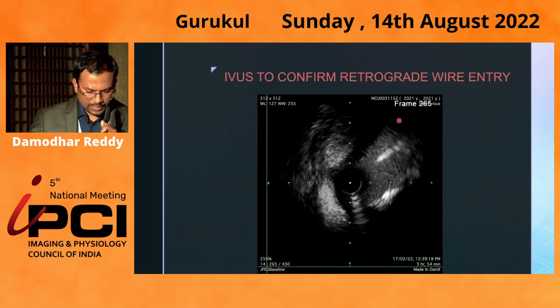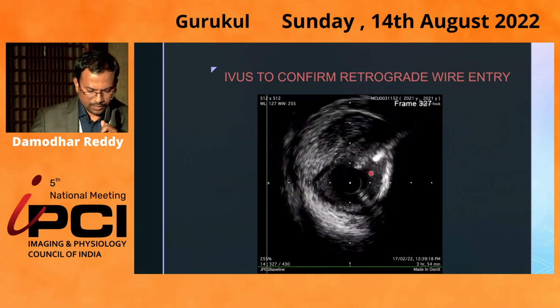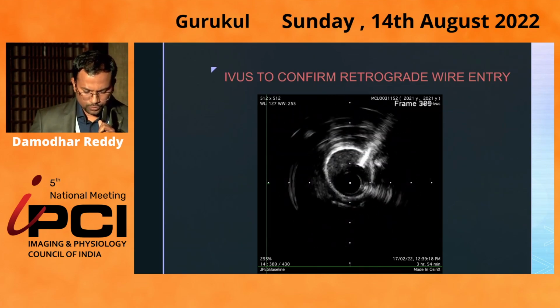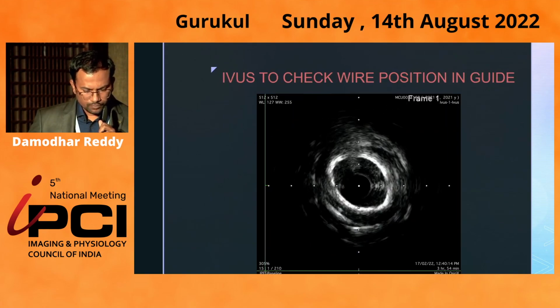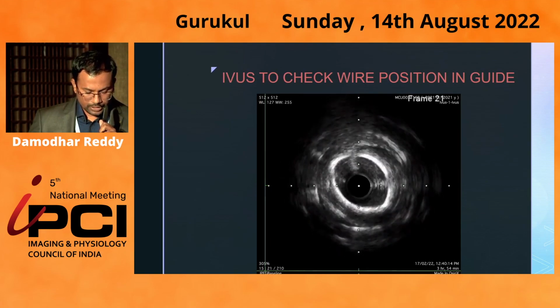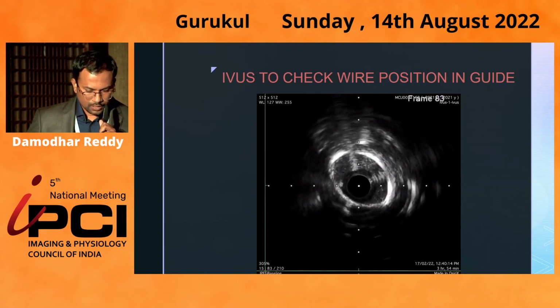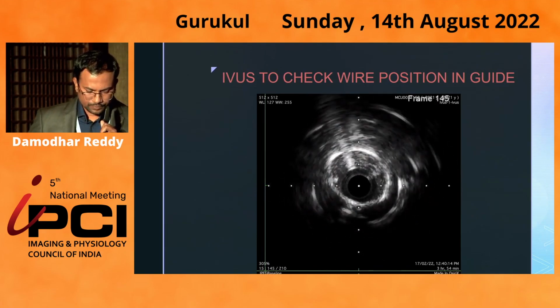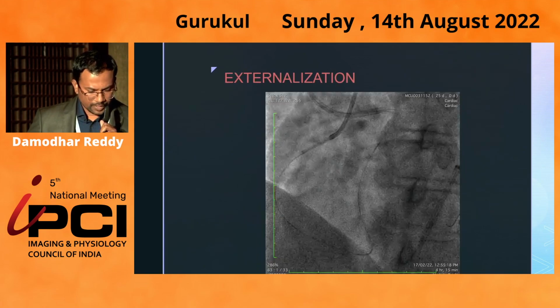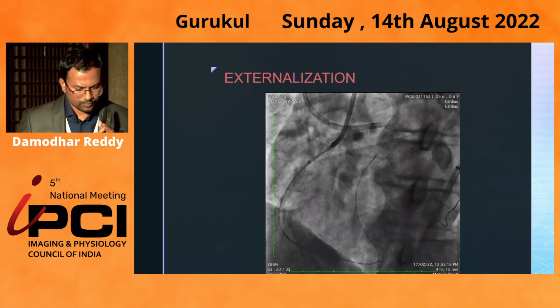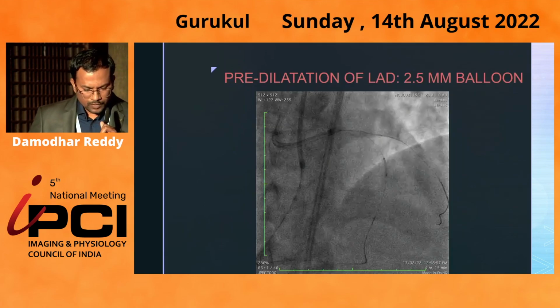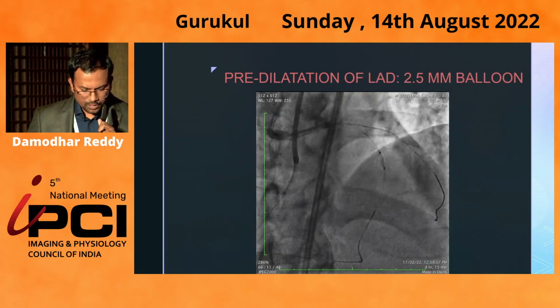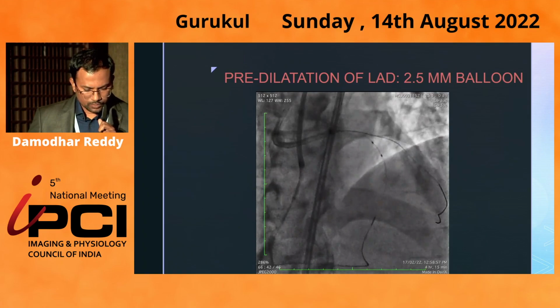You can see here the 2 wires are seen entering the LMCA. You can see 2 wires through the true lumen. And after this, we have to check with IVUS whether the wire enters the guide or not for the externalization. So we have externalized the wire, and we dilated with the 2.5 mm balloon through the externalized wire.